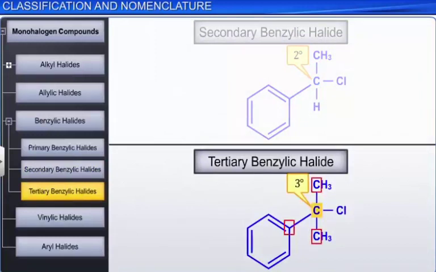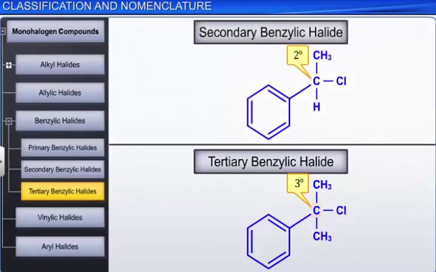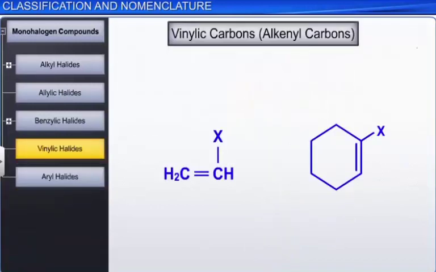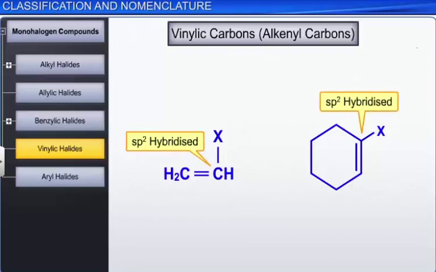It will be helpful in your chemistry studies if you can identify vinylic carbons, or alkenyl carbons, as they are sometimes called. Vinylic carbons are sp2 hybridized and are double bonded to one carbon atom. The vinylic carbons in two different molecules are shown in the illustrations here.